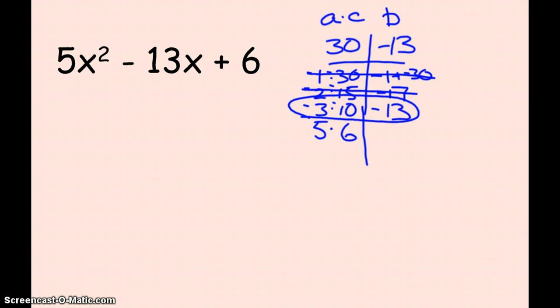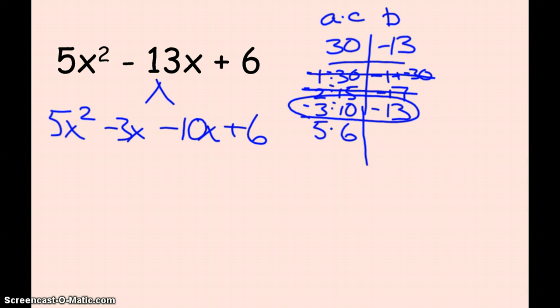So we take those two, and we're going to split up our linear term from the quadratic. So we start off 5x squared. Now it was minus 13x. We are going to split that up again. We're going to split it up as negative 3x and negative 10x, or minus 10x, plus 6. So we have that completed.